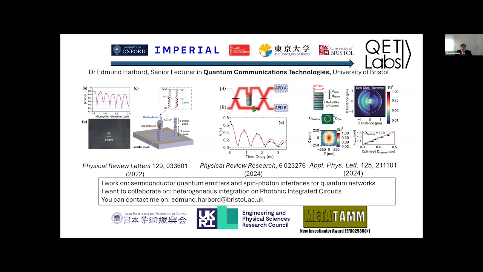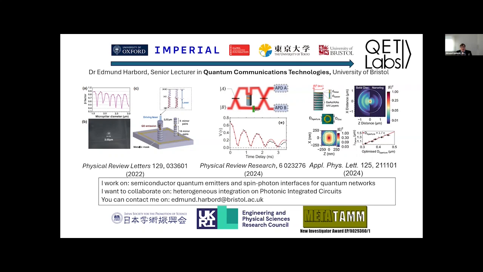My name is Edmund Harwood. I'm a senior lecturer in quantum communications technologies at the University of Bristol, and I'm interested in collaborating to build devices for the future quantum internet. My area of expertise and research focuses on quantum emitters made of semiconductors, single quantum dots, and using them as sources of light for quantum communications, but also as spin-photon interfaces, two technologies that are key to quantum networks.